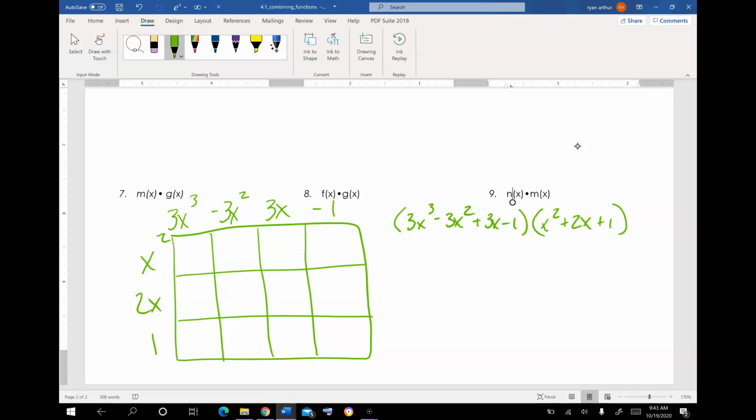3x cubed times x squared, you add exponents, so it's going to be 3x to the 5th. Next one's going to be negative 3x to the 4th. The next one's going to be 3x cubed, and then negative x squared. Okay? Next row, 3x cubed times 2x is going to be 6x to the 4th. Next one's going to be negative 6x cubed. Next one is 6x squared, and then negative 2x. Last one, anything times 1 is itself, so everything's just going to drop down.